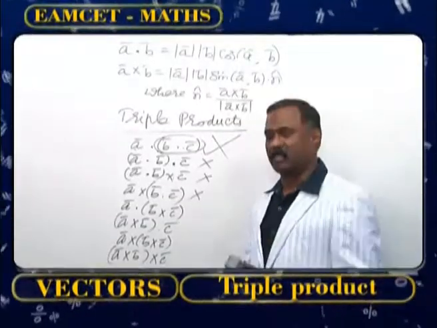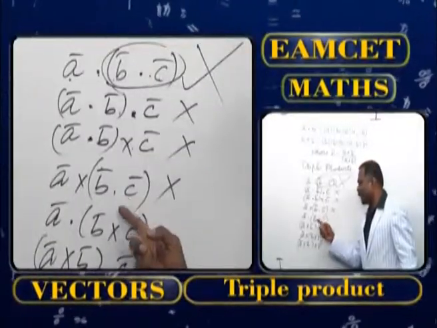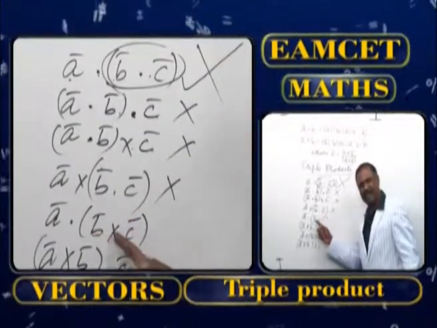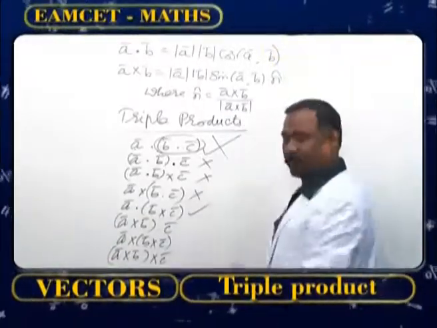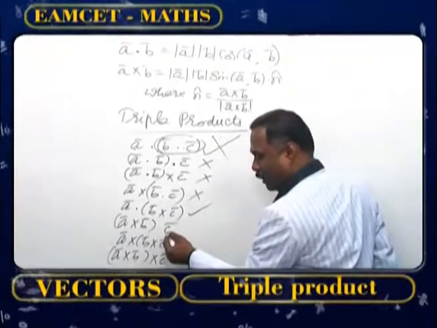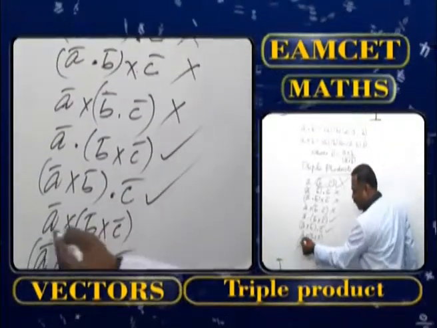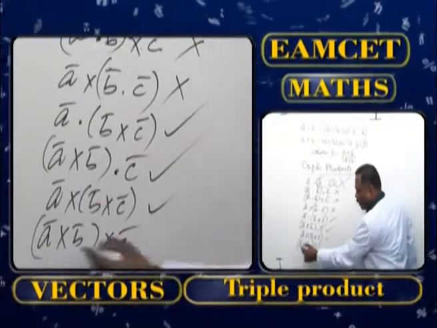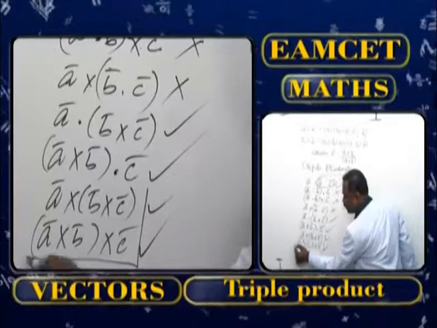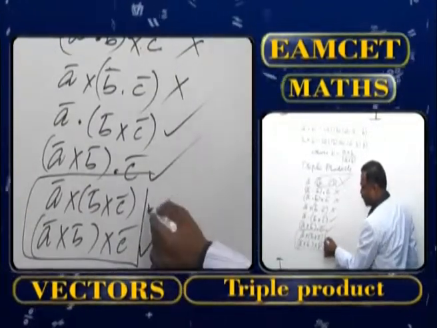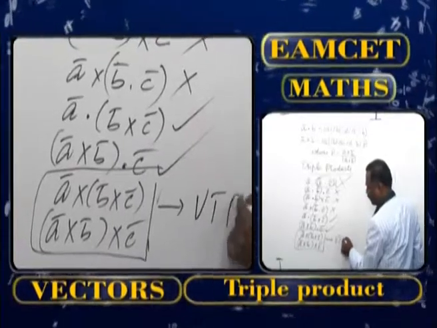Here it is not a vector, it's a scalar. But here it is a vector, and the dot product is defined. It is a vector and a vector, and hence the product is defined. So if you see these two, the result is a vector, and hence it is said to be vector triple product.